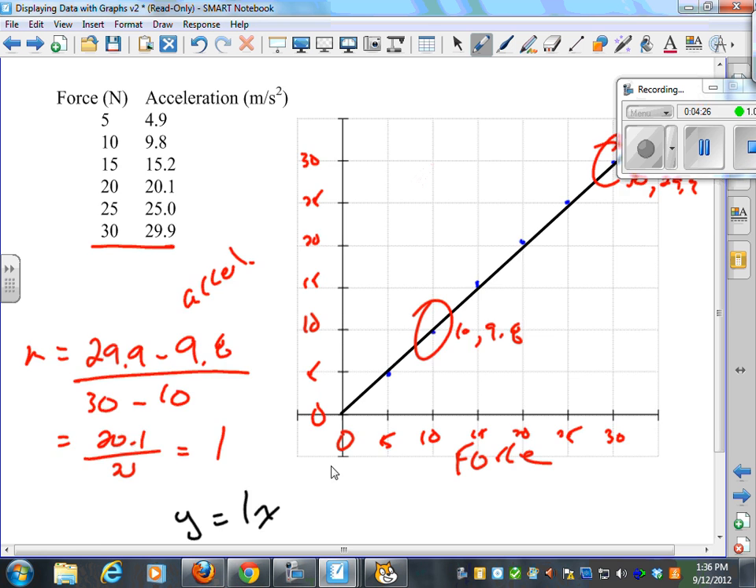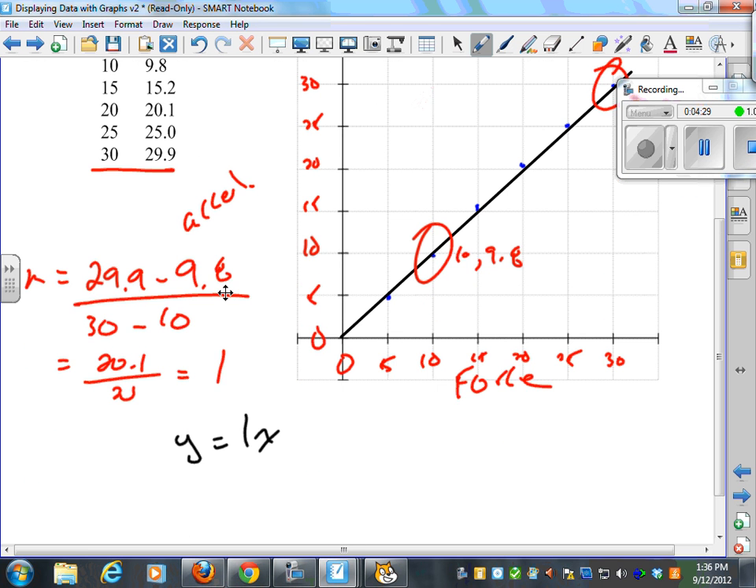The last question is, what are the units of the slope of the graph? The acceleration is meters per second squared. The force is measured in newtons. So my slope units, that 1, is measured in meters per second squared per newton, which is a completely made up unit. It doesn't really mean anything. If I had my force and acceleration the other way, then I would have had newtons over meters per second squared, and then it would have actually meant something, but I'm not going to get into that too much.